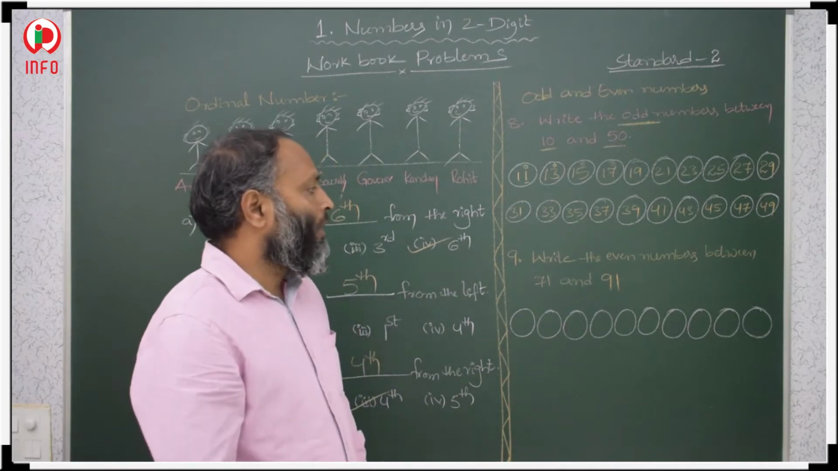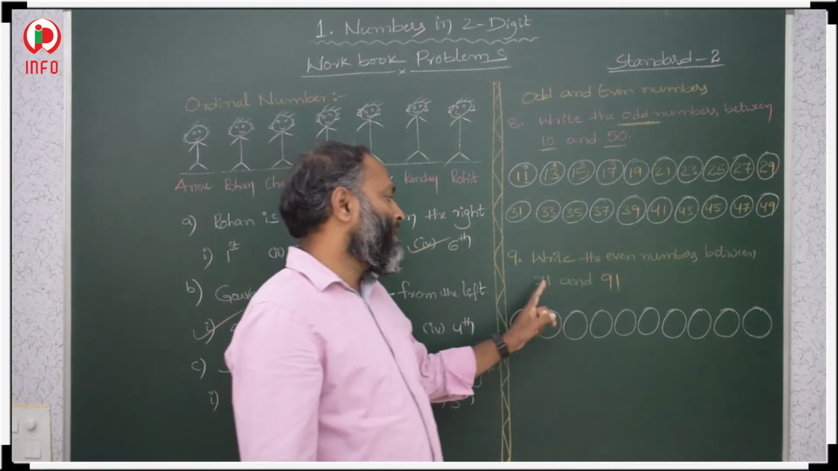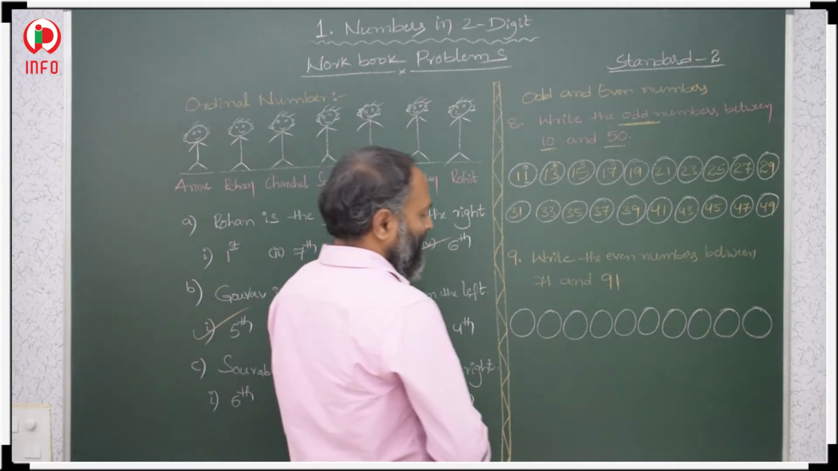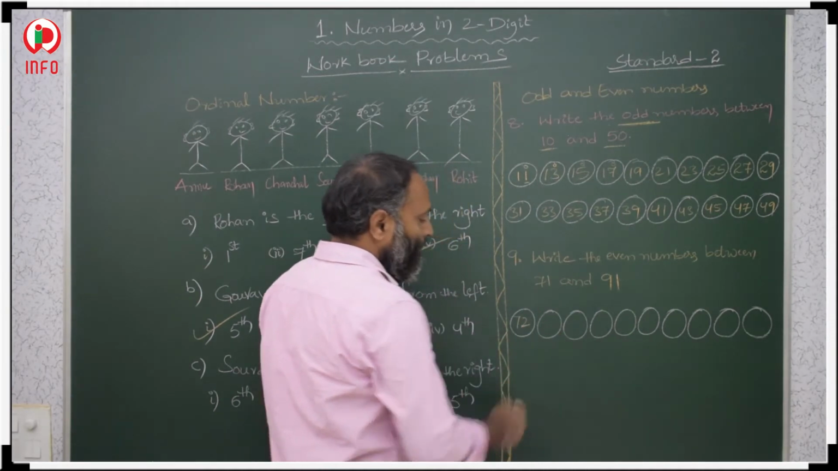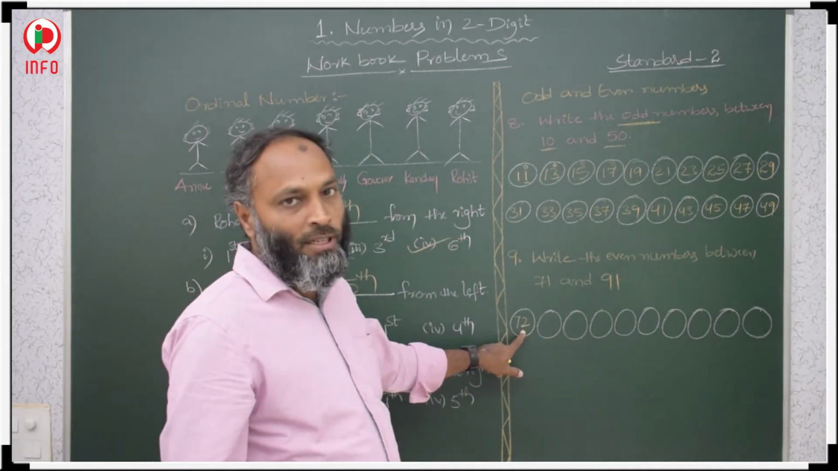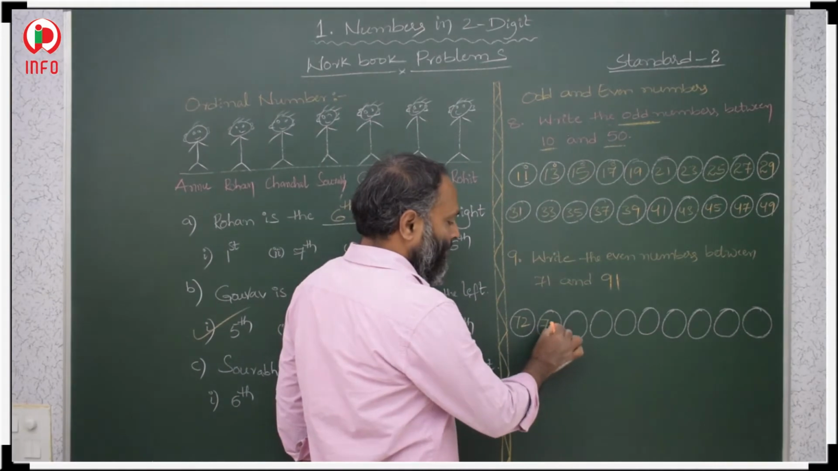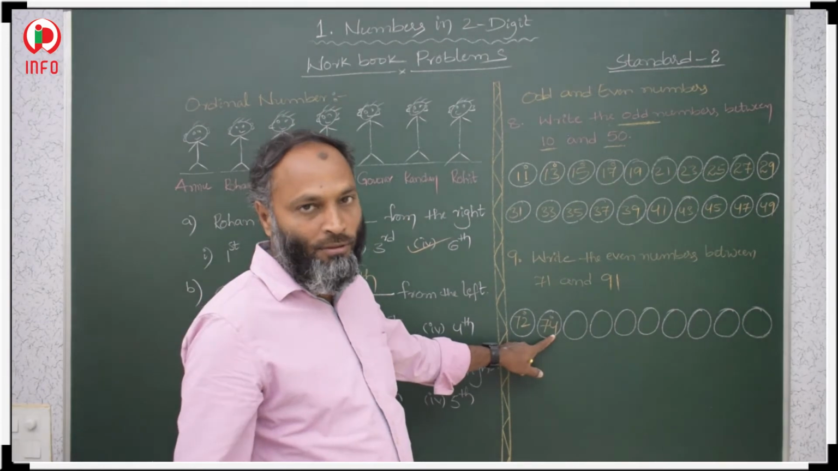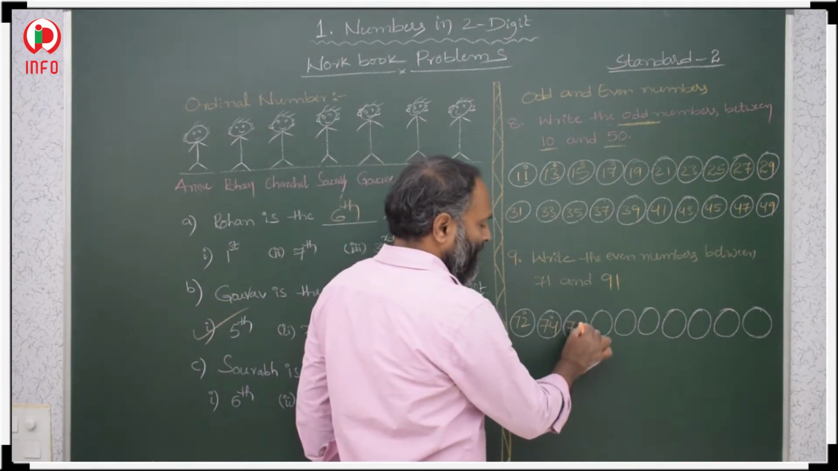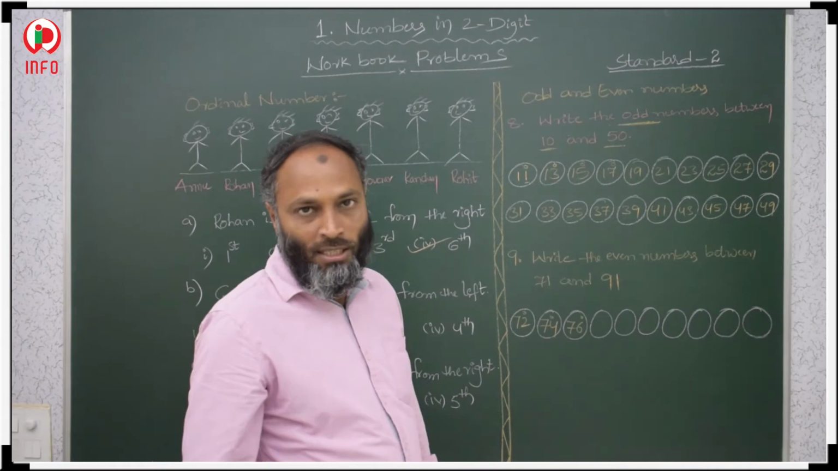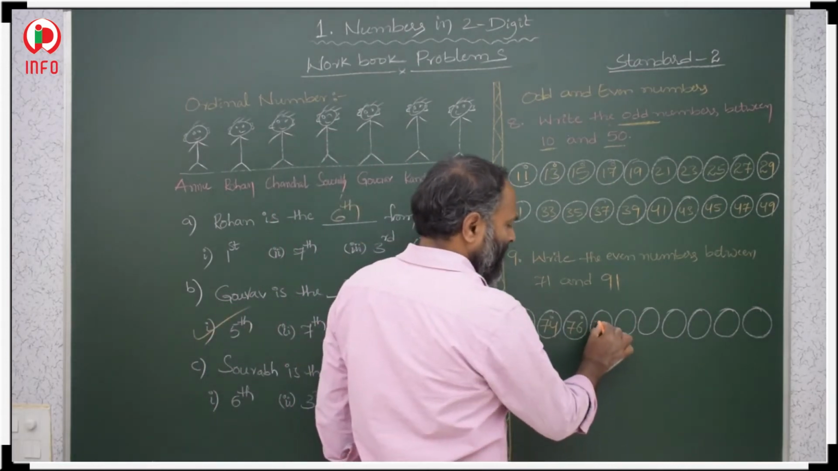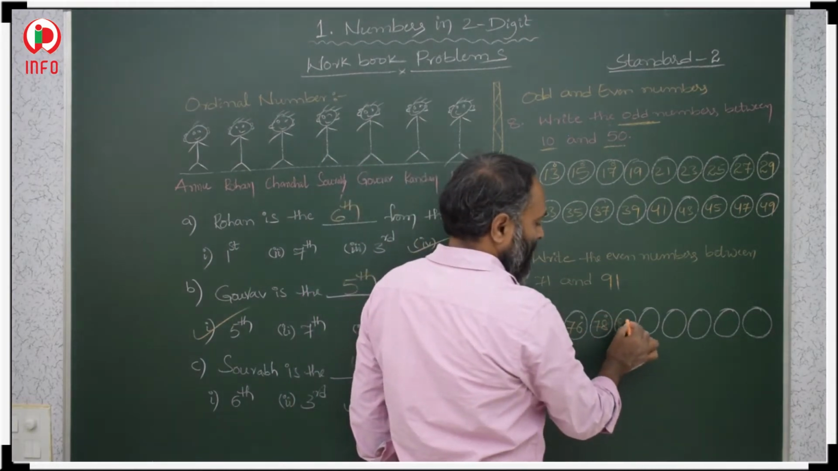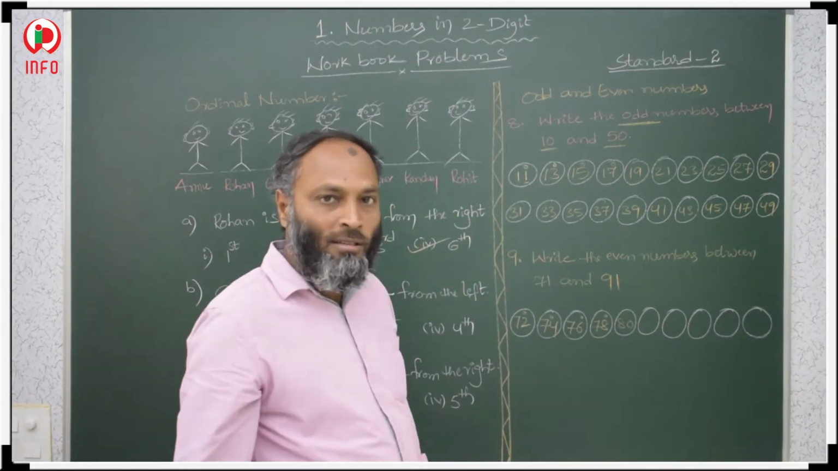Okay? Now, we have to write even numbers between 71 and 91. 71, then 72 is an even number. 2 is divisible by 2, so that is why it is even. Then 74. In ones place 4 is there. 4 is divisible by 2, 2 twos are 4. Then 76. 6 is divisible by 2, 2 threes are 6, so it is an even number. 78. 8 is divisible by 2. Then 80. 2 zeros are 0 only, so 0 is also an even number.